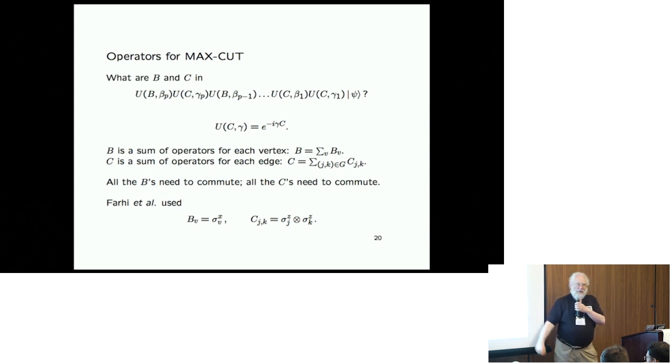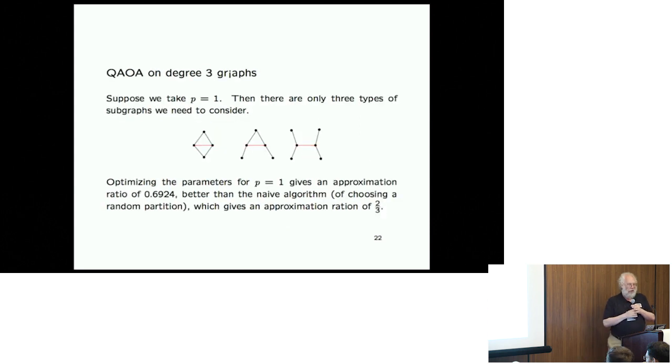But the B and the C's don't commute, and you need that, because if they all commuted, then this would be a classical algorithm, and we couldn't do better on a quantum computer. And so for the QAOA in general, you need the B's to commute, the C's to commute, and you want them not to commute with each other. And for the max cut, these are the B's and C's that Farhi et al. chose.